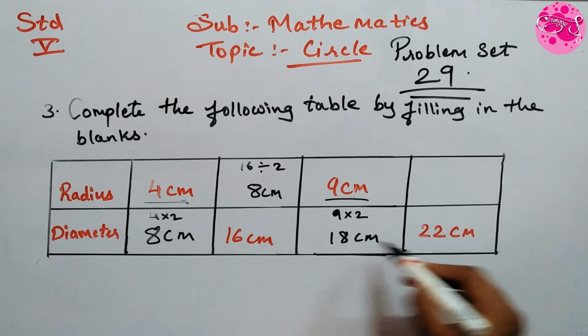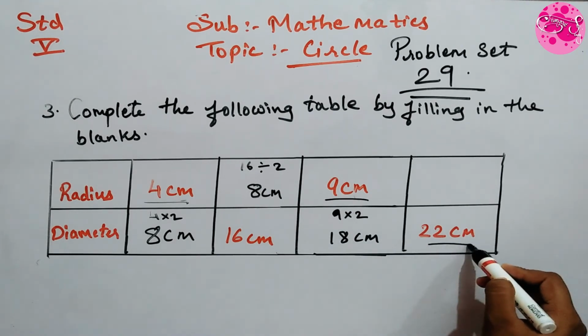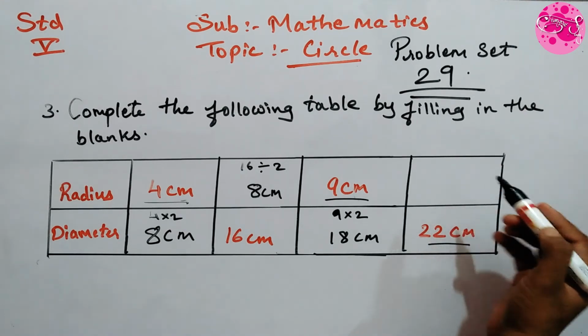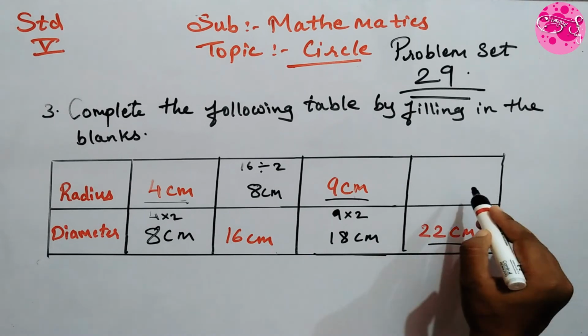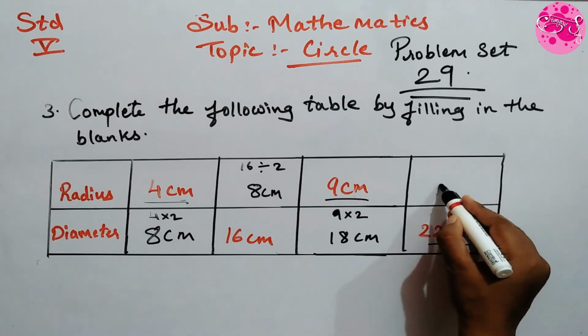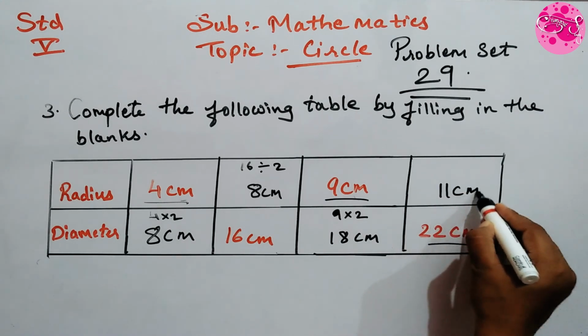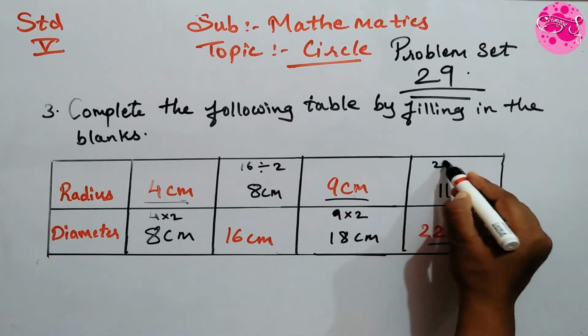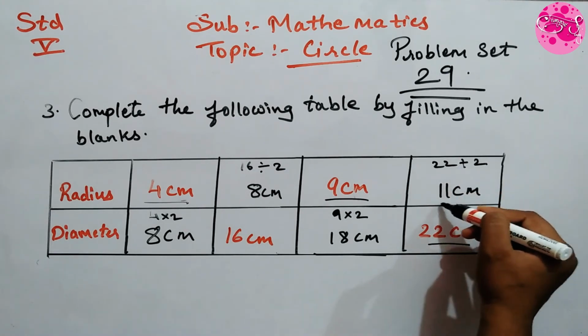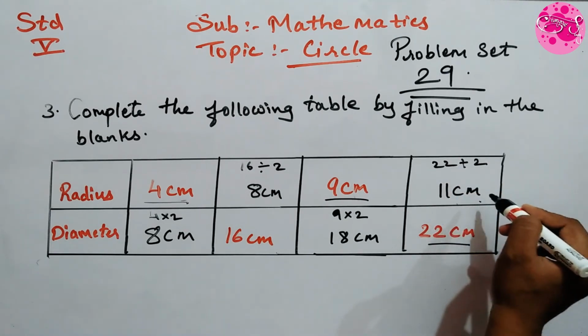Then last is diameter 22 centimeter is given and radius is not given. So here we have to do the half, that is 11 centimeter. Okay, that is, we have to do the division, that is 22 divided by 2. So we will get the answer 11 centimeter.